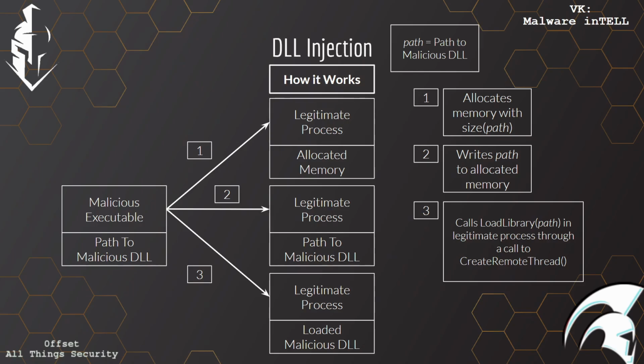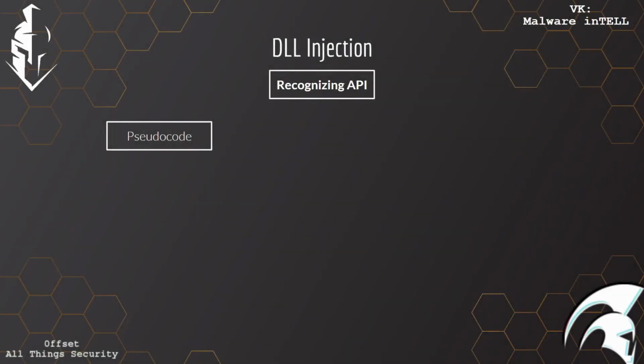So this is just an overview of how it works, a basic summary of it. We're going to be doing this for each injection method. Then we're going to look at the pseudocode used in each injection method, and then finally we're going to actually reverse engineer these techniques. So now we're going to look at recognizing the API.